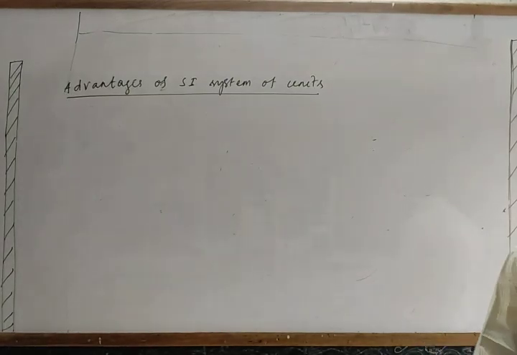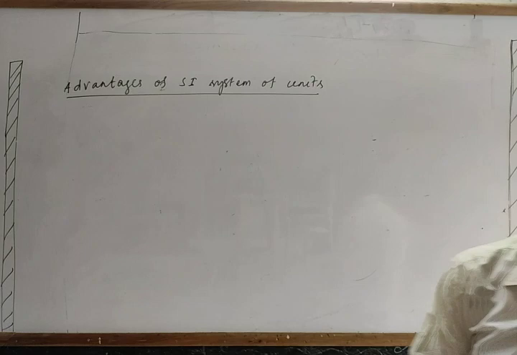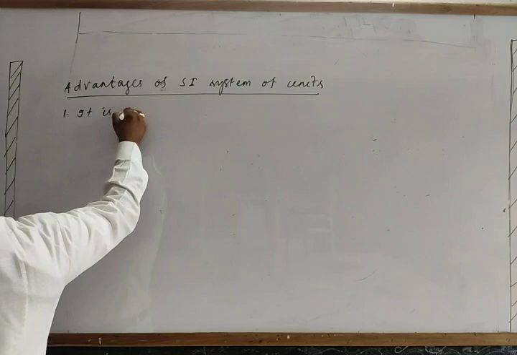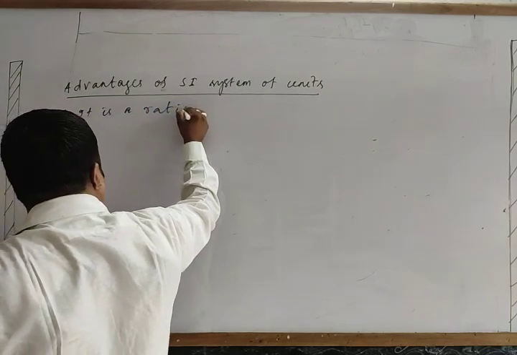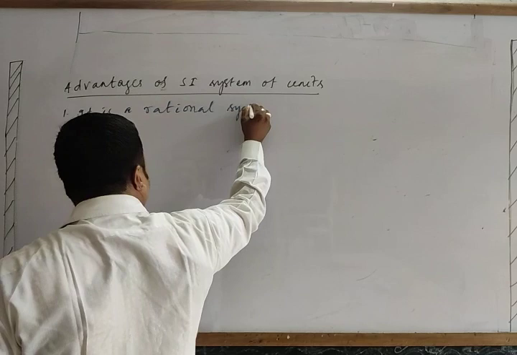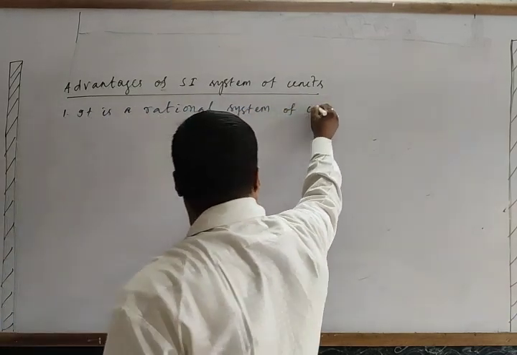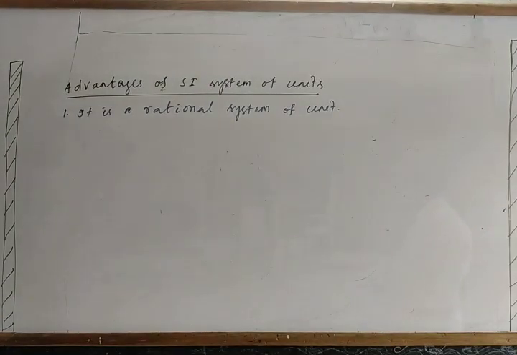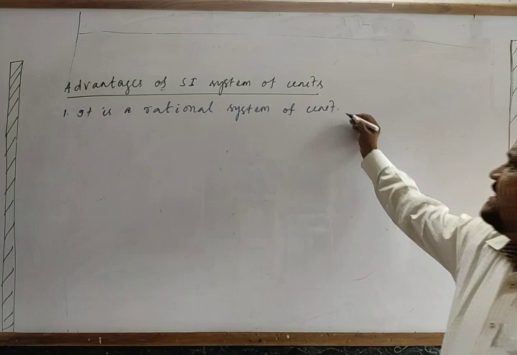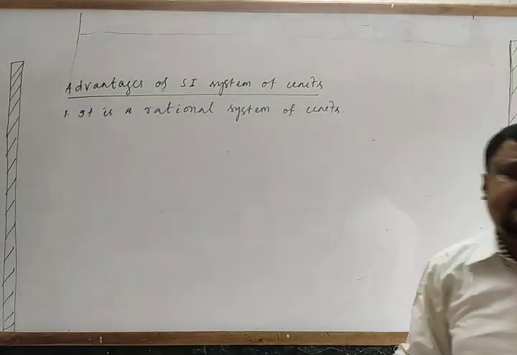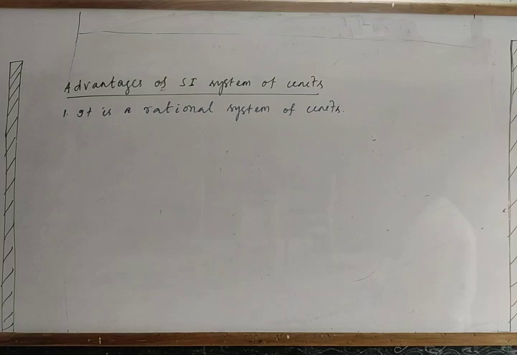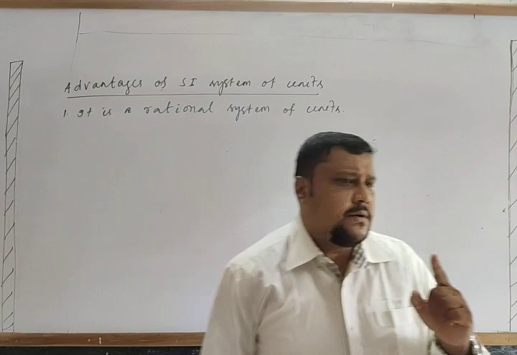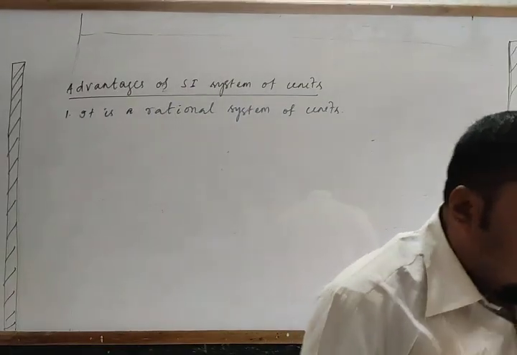First advantage: it is a rational system of units. So what is the meaning of a rational system of units? We use one unit for the different forms of the same physical quantity.